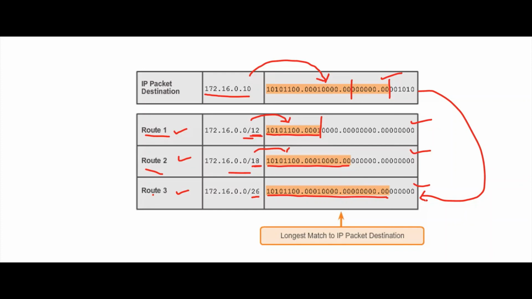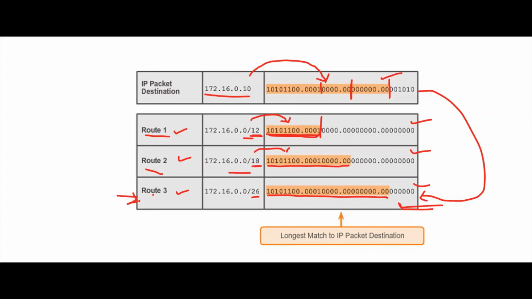I saw this question asked in one semester's final exam. They gave some IP addresses and 3 routes, and asked which one will be selected. You have to do the maximum matching. This route is matching only up to 12 bits, this route is matching up to 18 bits, and this route is matching up to 26 bits, so this is going to be the best path. Your router will select this path and the packet will be sent. If you want to go to 172.16.0.10, this is going to be the best path for you.